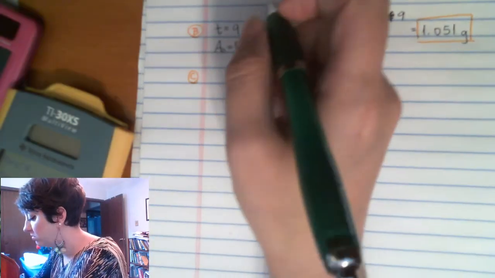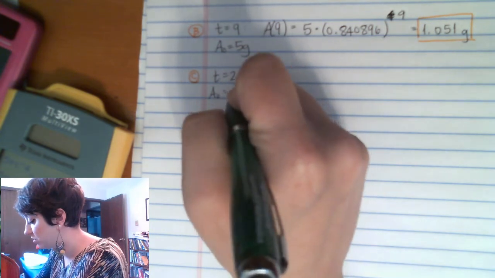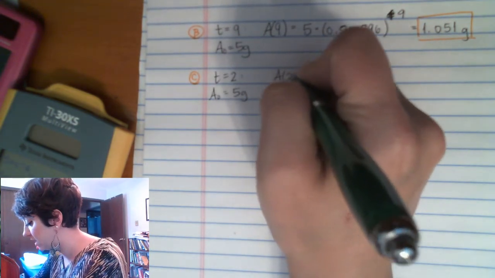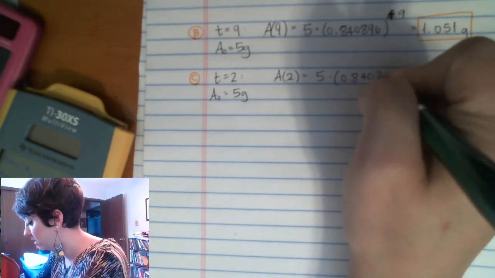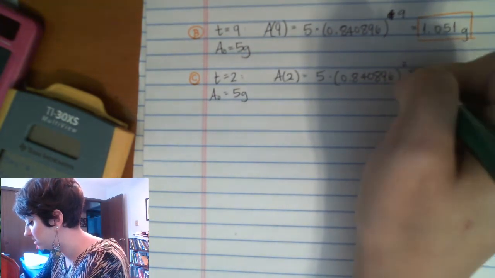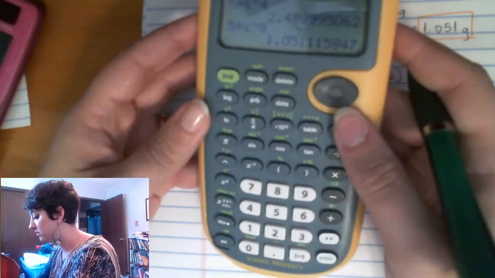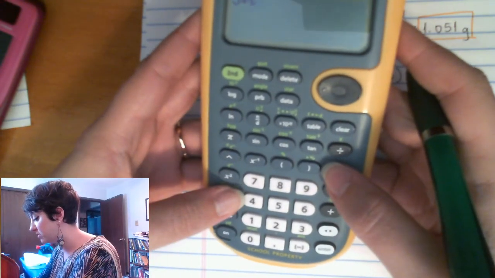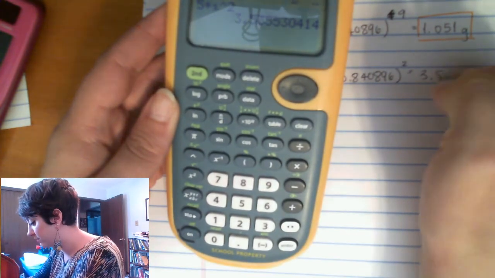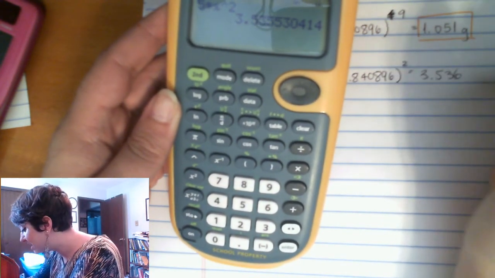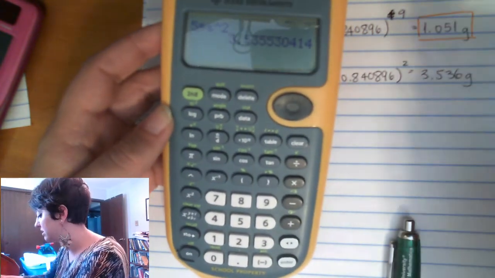So now I'm doing t equals 2. My initial is 5 grams. I'm looking at A at 2, which is 5 times 0.840896 raised to the 2nd power. So 5 times my constant raised to the 2nd, which is 3.536 grams. Round to 3 decimal places, this 5 goes to a 6.